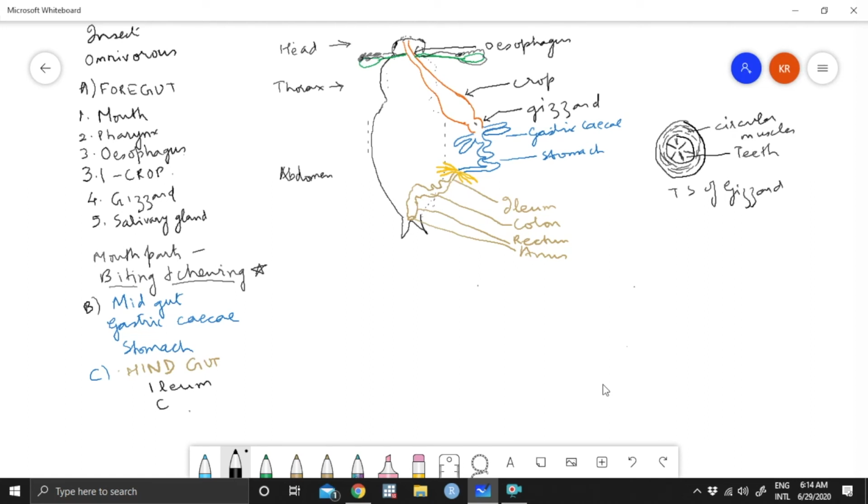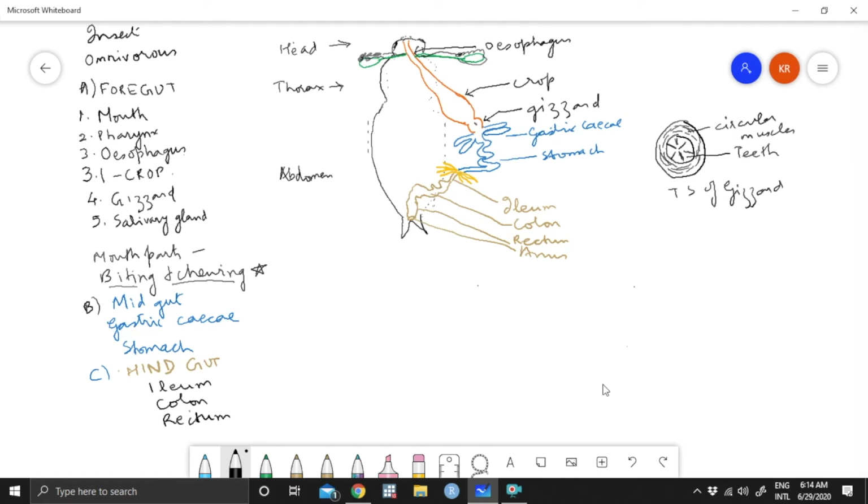Hindgut is made up of ileum, colon and rectum. Rectum will open out as anus. So these are the parts of the digestive system. Let us revise it once again.